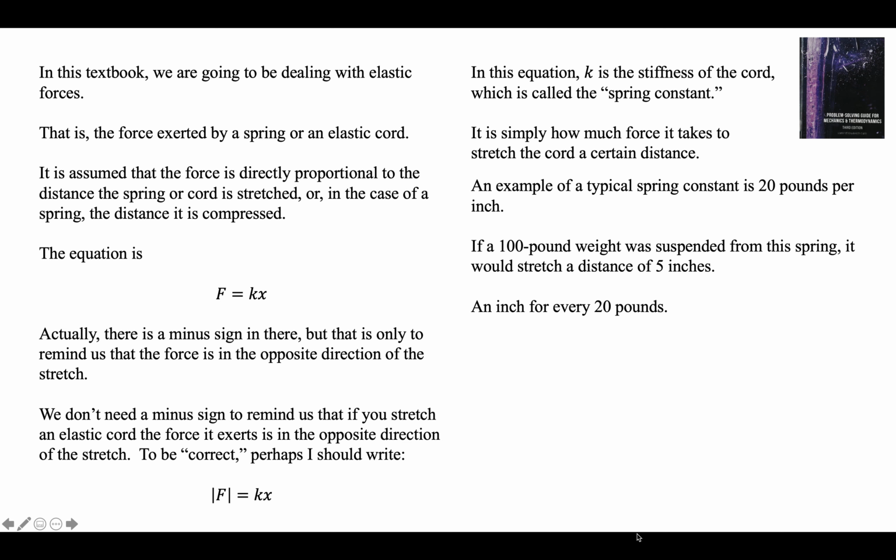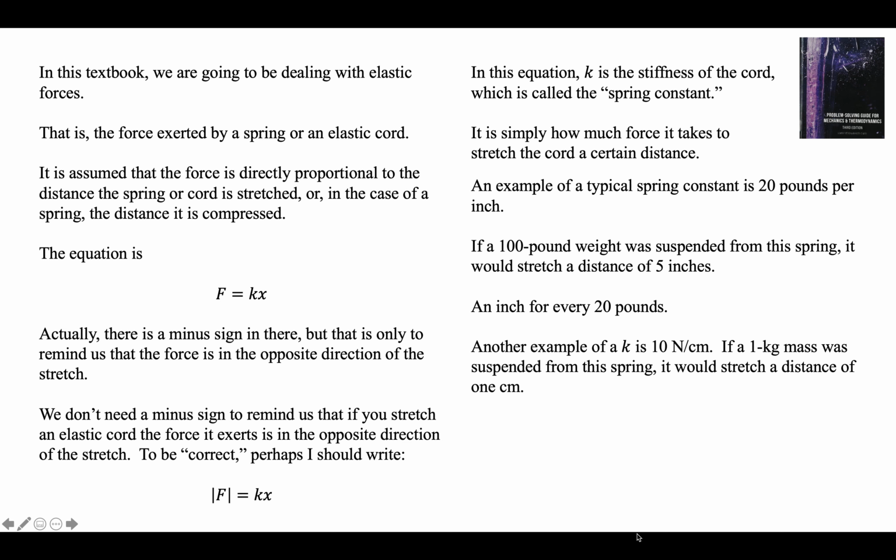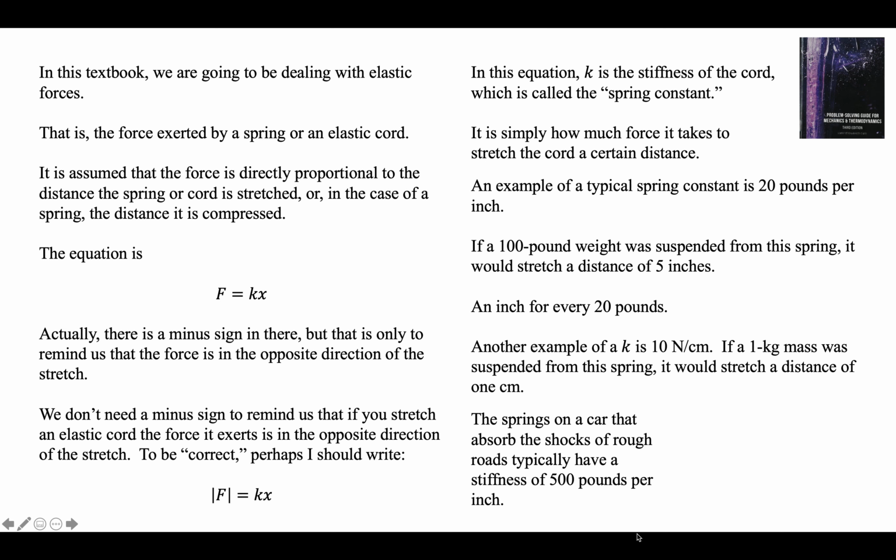20 pounds per inch, an inch for every 20 pounds. That's the stiffness. It'll stretch 5 inches if you hang a 100-pound weight from it. Another example of a K is 10 newtons per centimeter. If a 1 kilogram mass was suspended from this spring, it would stretch a distance of 1 centimeter. The force on a 1 kilogram mass in the gravitational field of the Earth is 10 newtons. 10 newtons every centimeter, it stretches 1 centimeter.